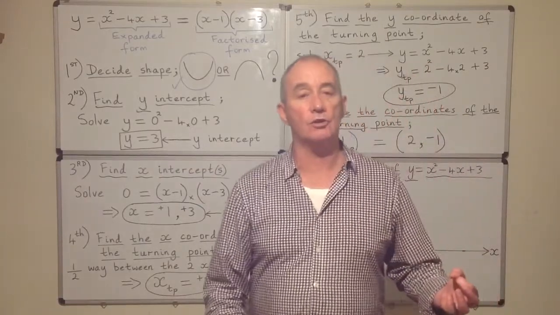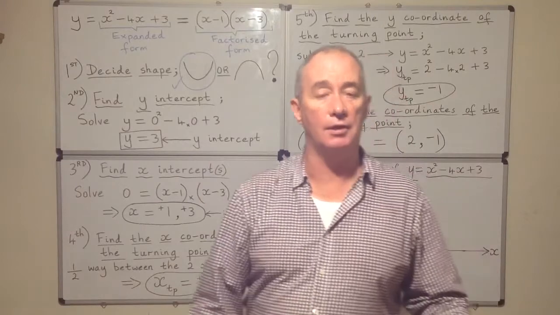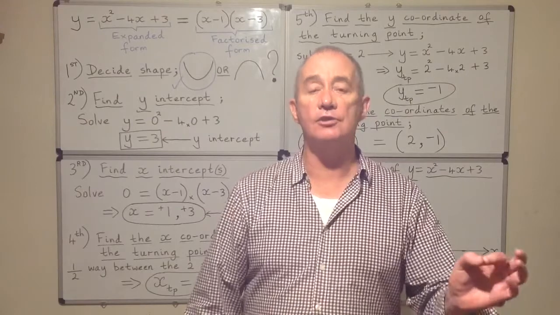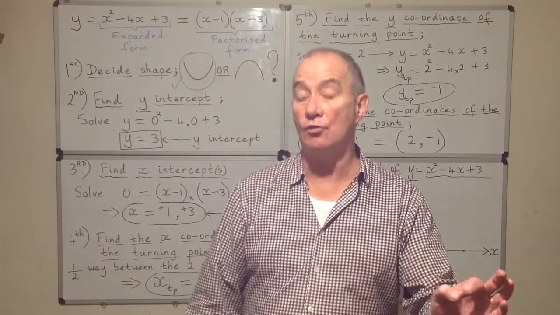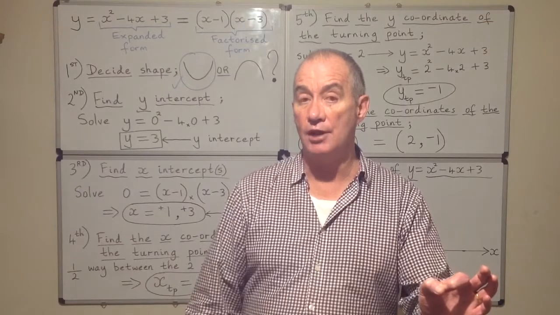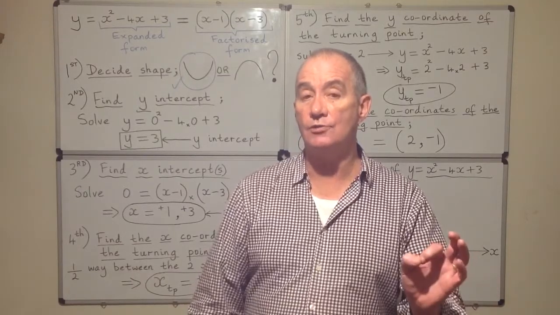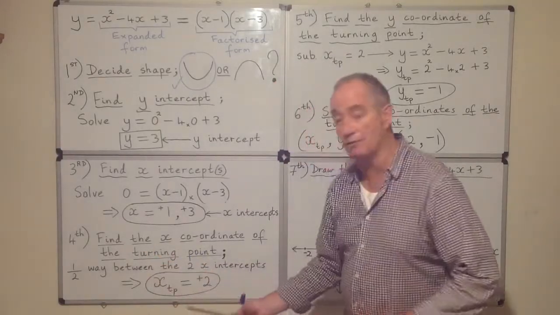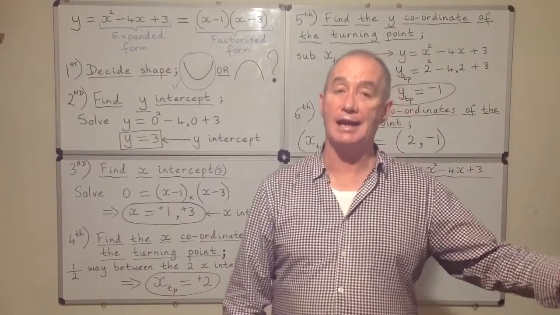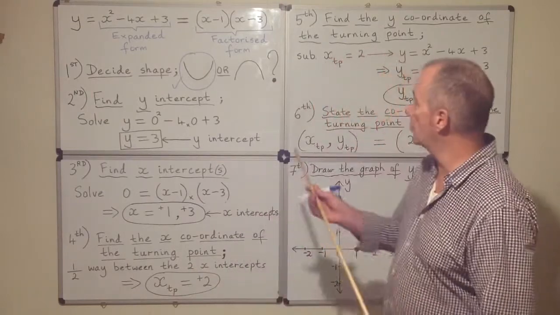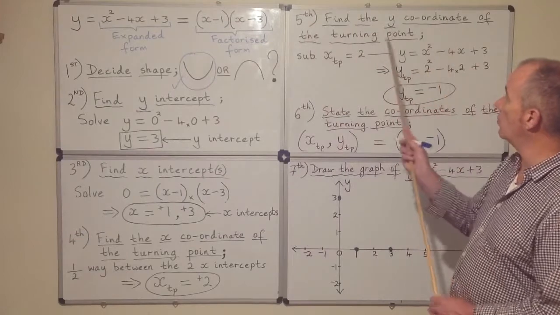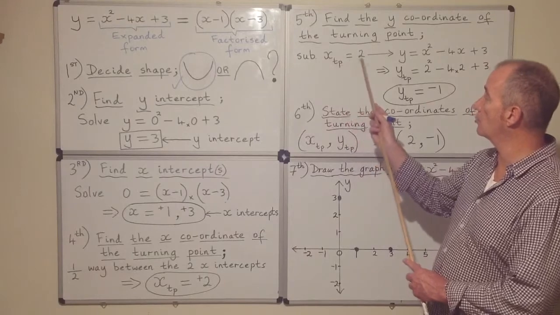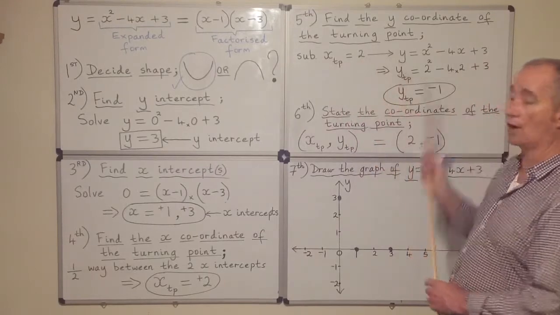Now, we need to find the y-coordinate of the turning point. We already know that the x-coordinate of the turning point is 2. To find the y value which matches that x value of 2, we substitute an x value of 2. In other words, we substitute this x TP value into the equation and get an answer for y. So that's what I'm doing here. Fifth, find the y-coordinate of the turning point. Substitute x TP equals 2 into the quadratic equation.